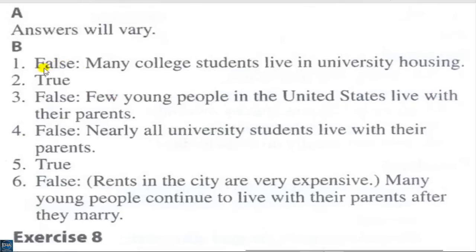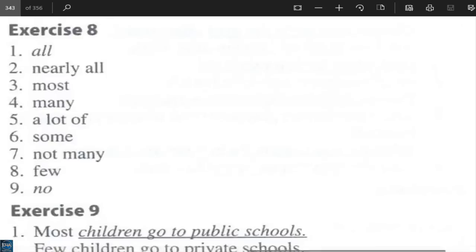B. Number 1. False. Many college students live in university housing. 2. True. 3. False. Few young people in the United States live with their parents. 4. False. Nearly all university students live with their parents. 5. True. 6. False. Rents in the city are very expensive. Many young people continue to live with their parents after they marry.